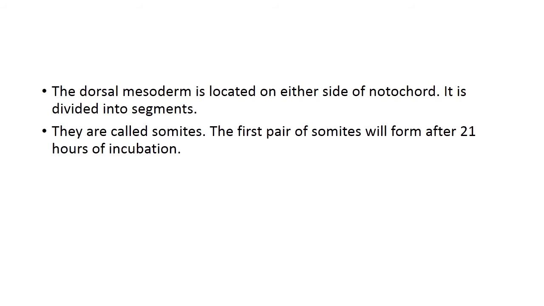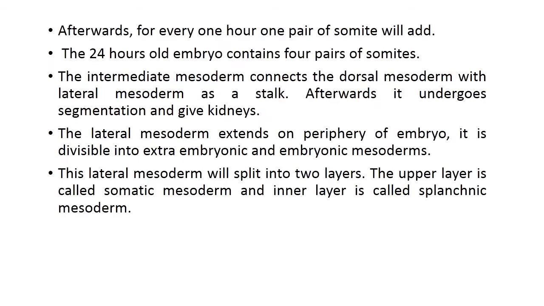It is divided into segments, and the segments are called somites. The first pair of somites form after 21 hours of incubation. A pair of somites start to grow when the embryo is 20 hours of age, and by the 21st hour a pair of somites is visible in the chick embryo. Afterwards, for every 1 hour, one pair of somites will add. The 24 hours old embryo contains 4 pairs of somites.